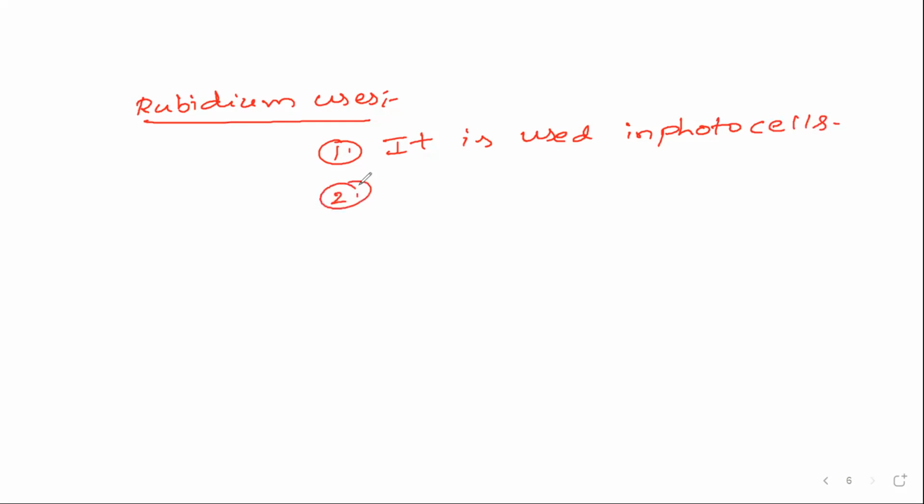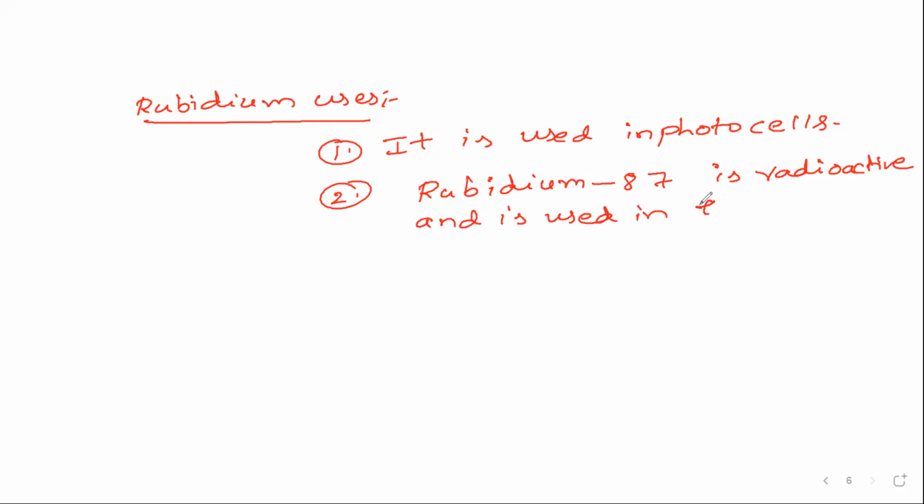Second point, it is used as rubidium 87. Rubidium 87 is a radioactive isotope of rubidium and is used in the aging of rocks, to determine the age of rocks.